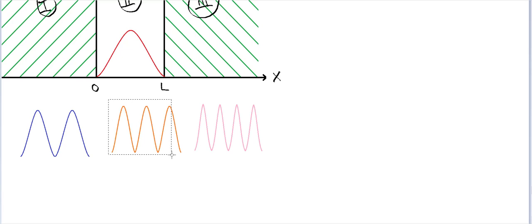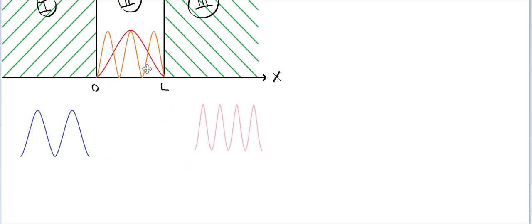Let's look at the n equals 3 case, the second excited state. For this one, it is most likely to be found at the center of the first third, the second third, or the third third of the box. And it will not be found exactly 1/3 of the way across or exactly 2/3 of the way across.